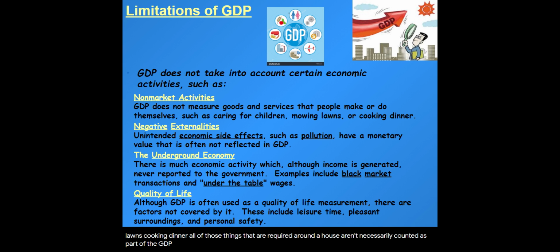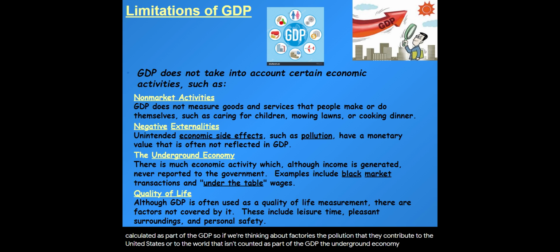Negative externalities, so negative side effects, as we know in econ, we call side effects externalities, aren't calculated as part of the GDP. So if we're thinking about factories, the pollution that they contribute to the United States or to the world isn't counted as part of the GDP.